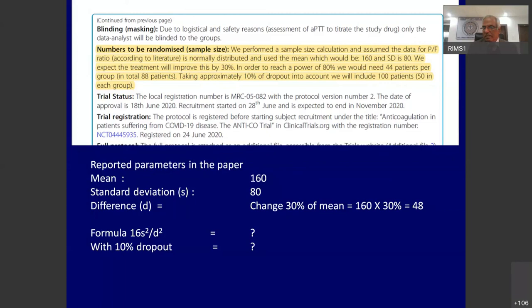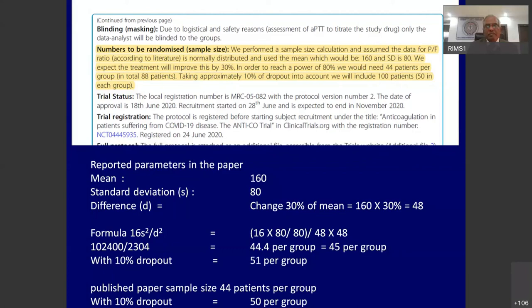Okay, so let's see. This has been done here. 16 into 80 into 80 divided by 48 into 48, 44.4, so you have to round it to 45 per group. With 10% dropout, that will be 45 divided by 0.9, which you have to calculate, and it comes to 51 per group in this study, as this calculation has been done all by Dr. Amit. So I hope it is right. And so they have also taken, as you can see, we need 44 patients per group, total 88, taking approximately 10% dropout into account, will include 100 patients, which is 50 in each group.